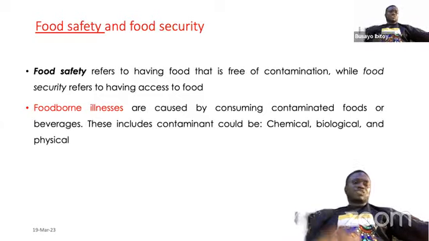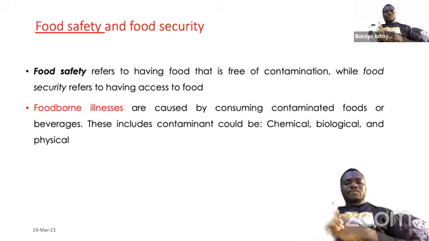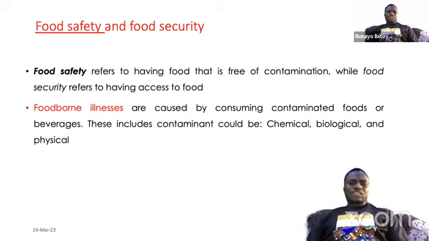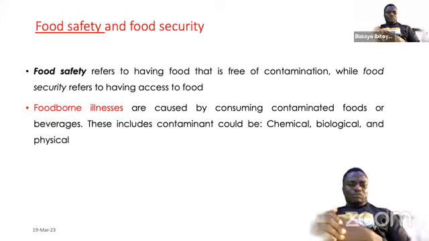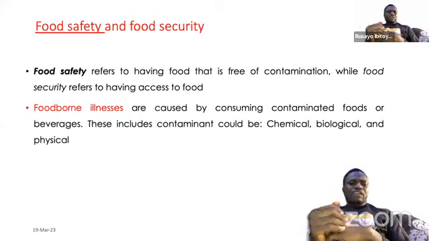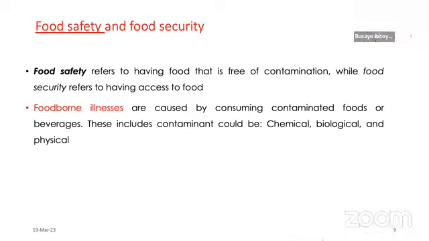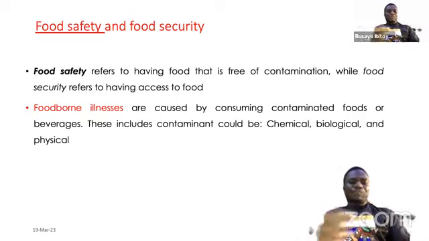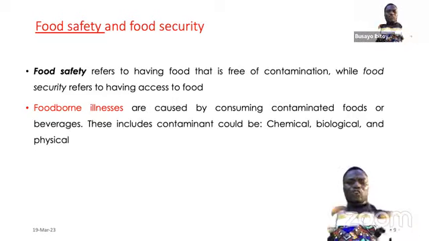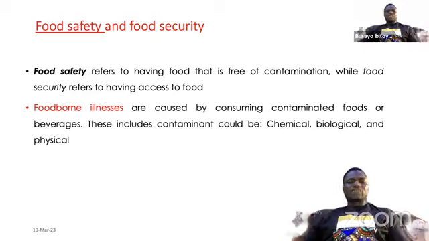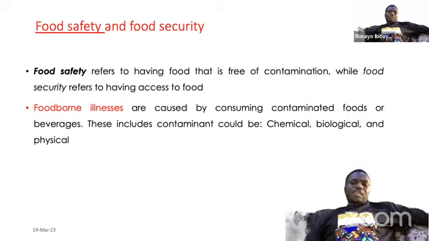Now, food safety is about having food that is free of contamination, while food security is about having access to food. From the food safety issue, we have foodborne diseases or foodborne illnesses. These are illnesses caused by consumption of contaminated food or beverages. These food contaminants could be chemical, biological, or physical. For the sake of this particular webinar, we'll be looking more closely at biological, that is microbial, contaminants.